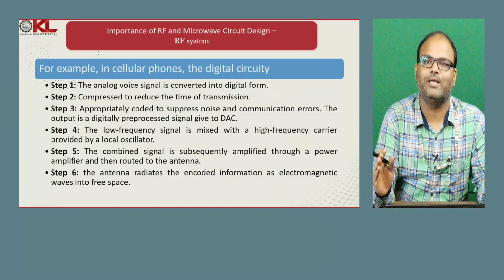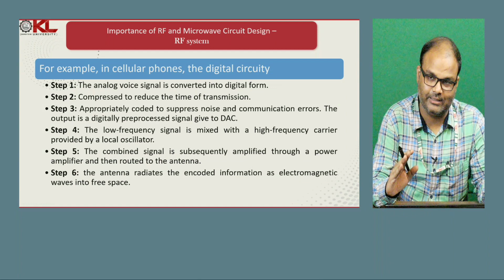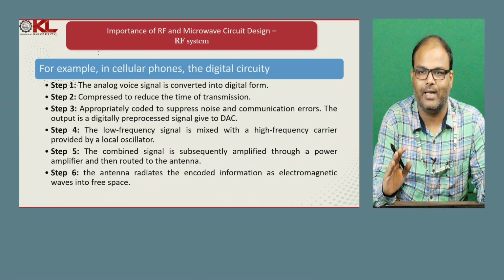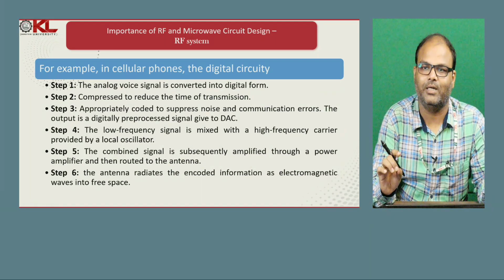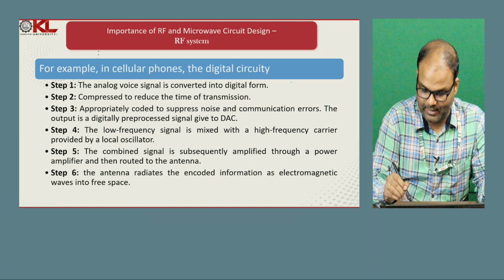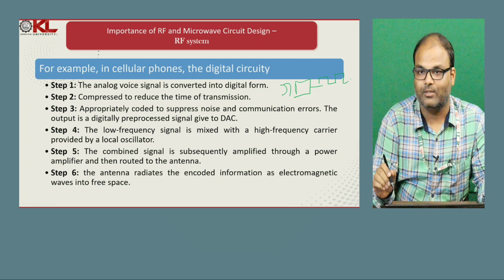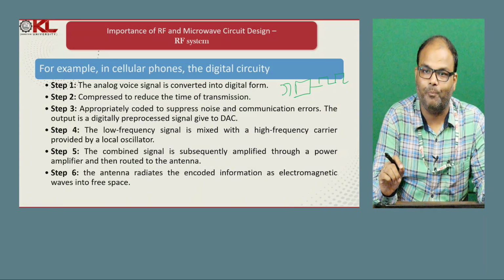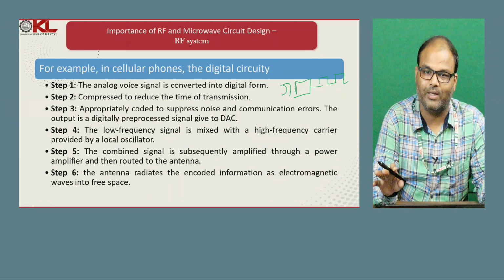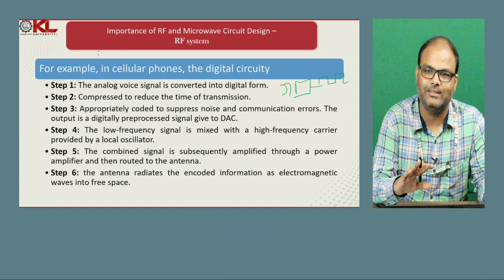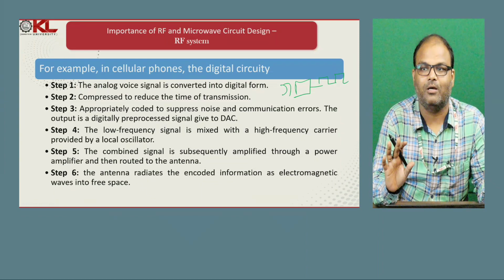Now if you are thinking about a cellular phone system, we need to design a receiver or transmitter. These are the steps. The first step is that the analog voice signal is converted into digital form. After digital form, it is compressed, like a zip file. After that we go for coding and making it digital to analog. After digital to analog, we go for the low frequency signal and a high frequency carrier.